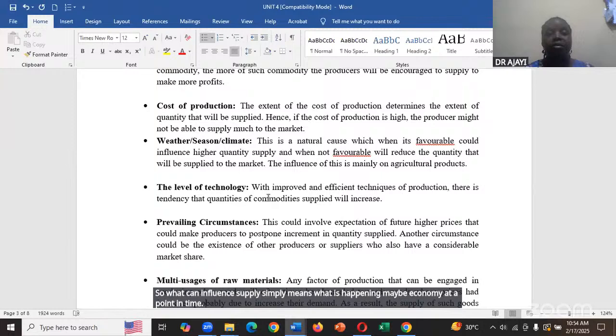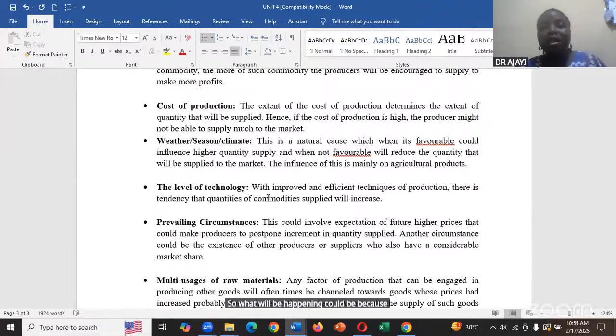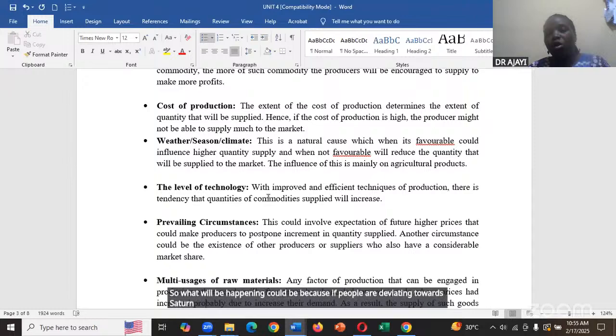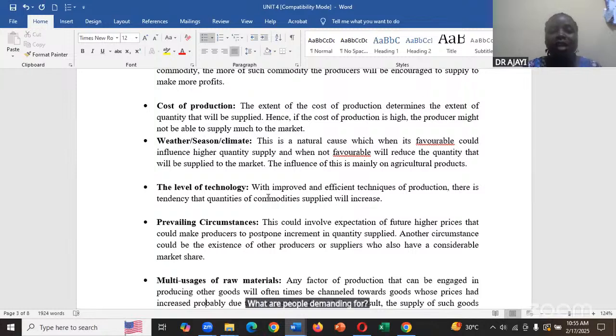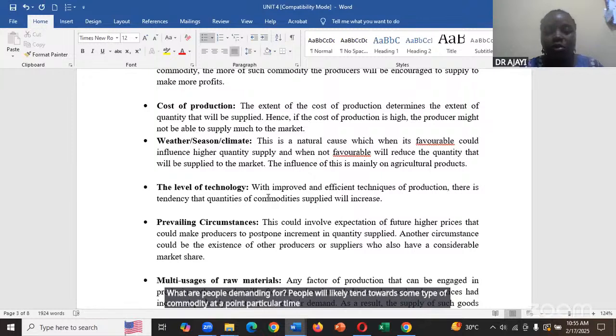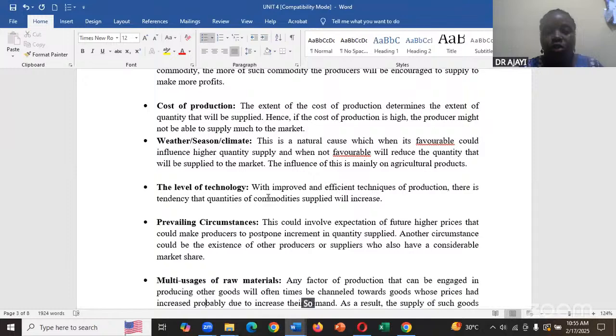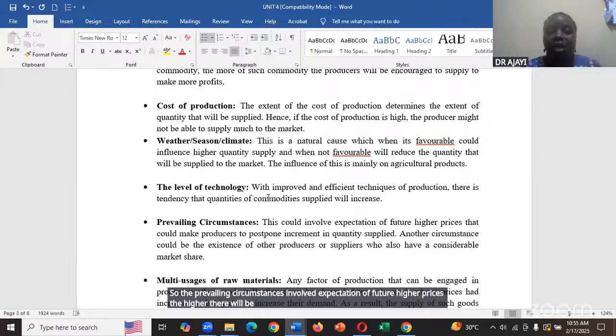What could be happening could be that people are deviating towards a certain commodity, what is in vogue, what people are demanding for. People will likely tend towards some type of commodity at a particular time. So other circumstances could include a lot of consideration. The prevailing circumstances involve expectation of future higher prices. You could delay your supply till that time when you know it will fetch higher prices.